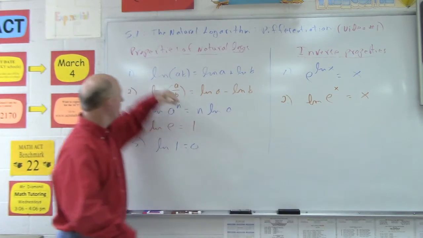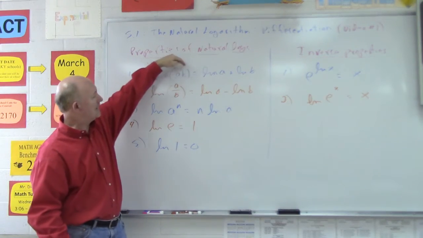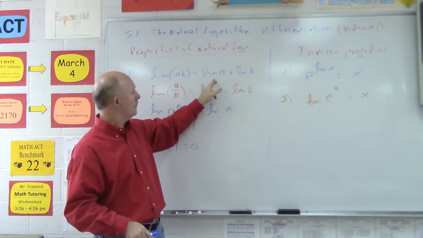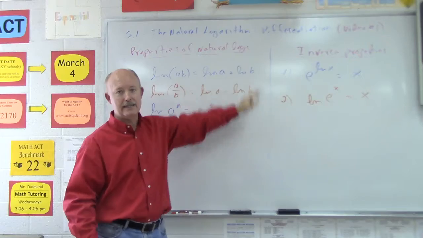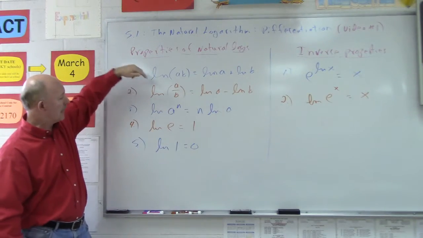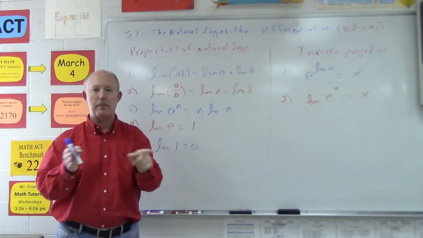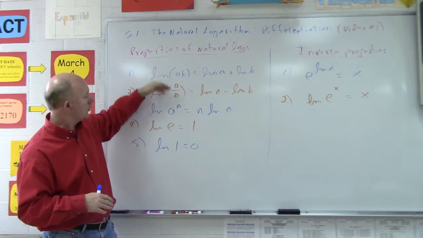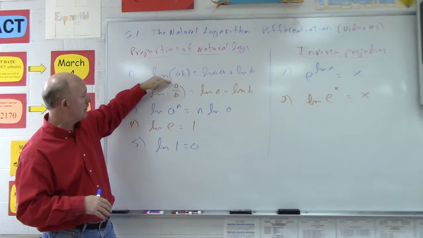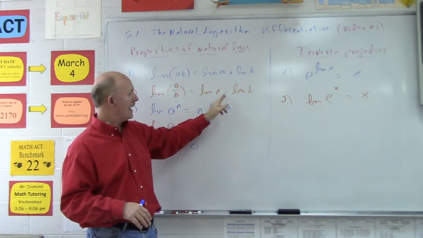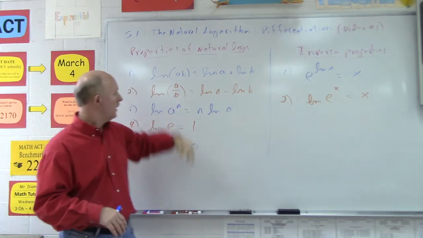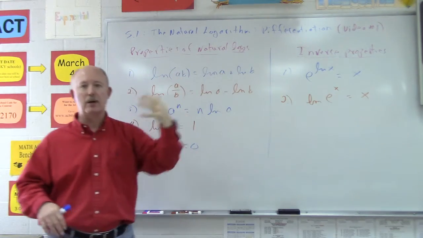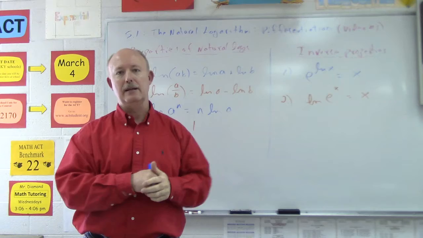So with our first property, the product property, the natural log of a times b, when you expand this, you expand it as a sum: natural log of a plus natural log of b. The second property is called the quotient property for logarithms. If you have the natural log of a division, the natural log of a divided by b equals the natural log of a minus the natural log of b. So the natural log of the numerator of the fraction minus the natural log of the denominator of the fraction, and that will expand it.